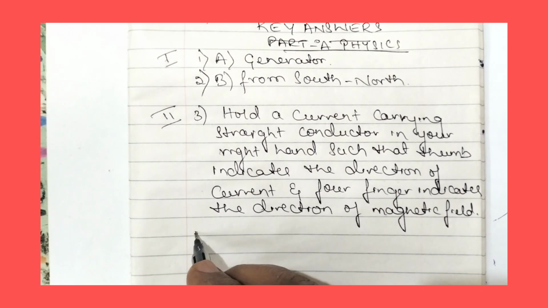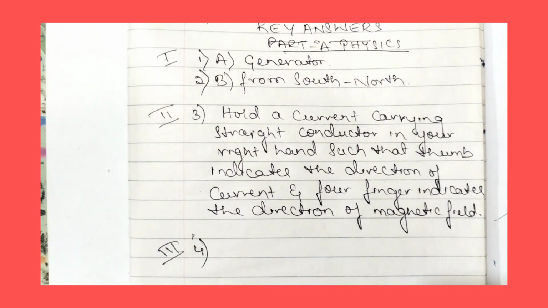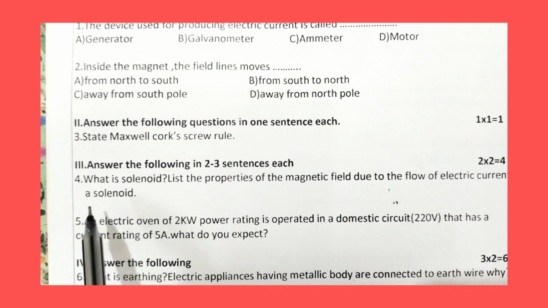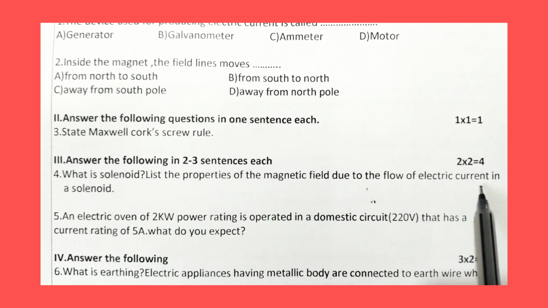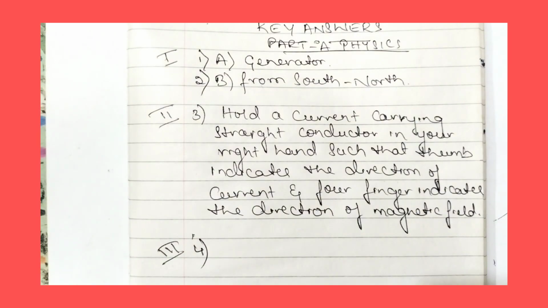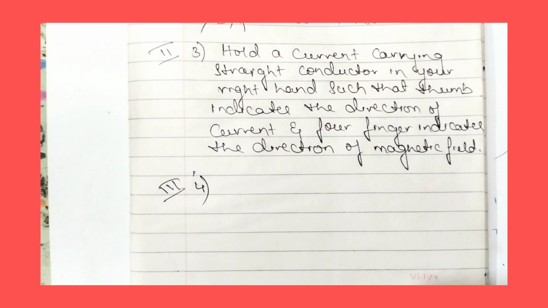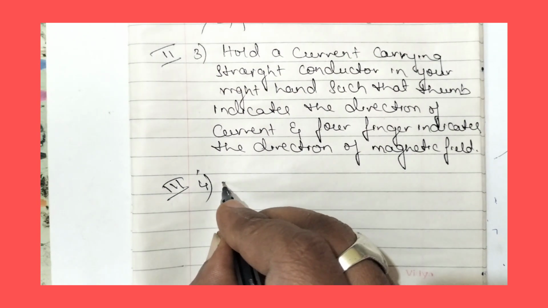So now let us move on to the fourth question. This is third main, fourth question. The fourth question is, what is a solenoid? List the properties of the magnetic field due to the flow of electric current in a solenoid. So now let us write the definition of a solenoid. We have to write what a solenoid is and its property when a current flows through a solenoid. Inside the solenoid, what will be the magnetic property? So what is a solenoid?